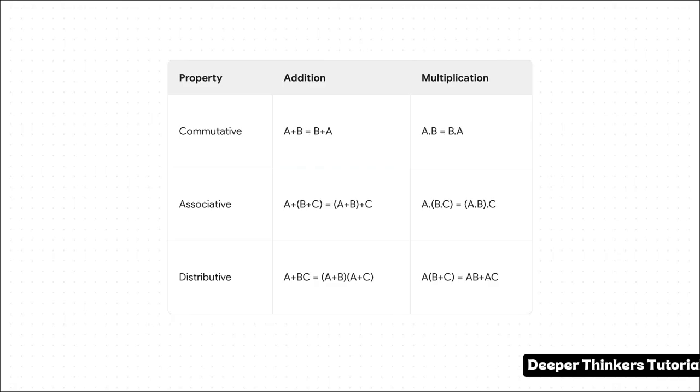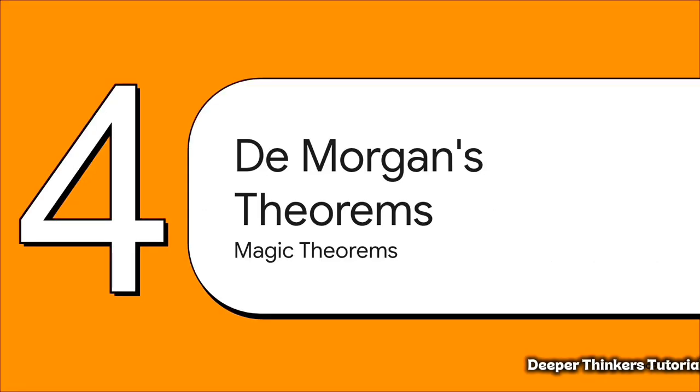Then for the distributive law, it's just like in your normal algebra, opening of brackets. If you have A or B dot C, it's the same thing as saying (A or B) dot (A or C). The same thing with multiplication. If you have A dot (B or C), it's the same thing as saying A dot B or A dot C. So that's that for the laws or properties of addition and multiplication: commutative, associative, and distributive.